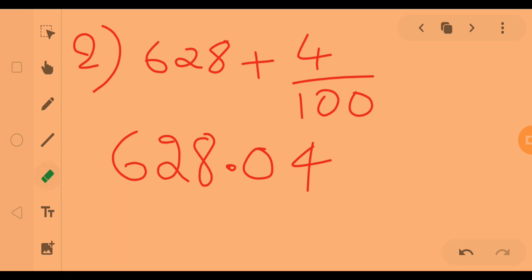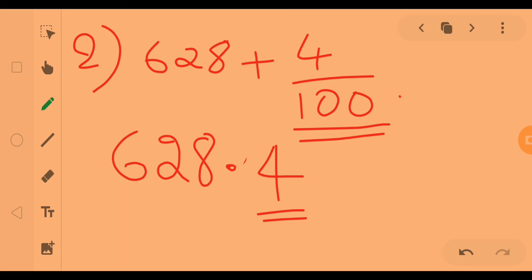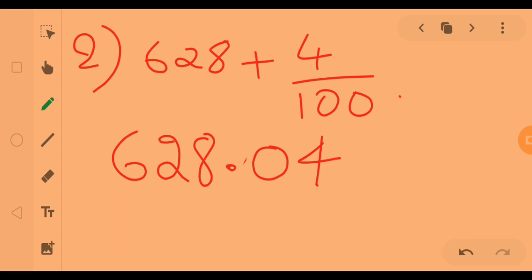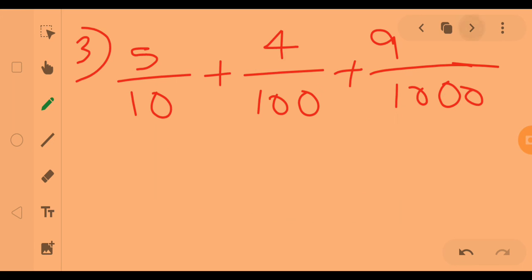If you write 4 immediately after the decimal point, it means it is at the tenths place, but in the question it is given as the hundredths place digit. So your answer will go wrong. So don't write like that. Here the question gives 4 as the hundredths place digit, so you have to express it as the hundredths place digit. Before writing the 4, you have to give 0 at the tenths place. Then you write the hundredths place digit as 4. So the answer is 628.04.